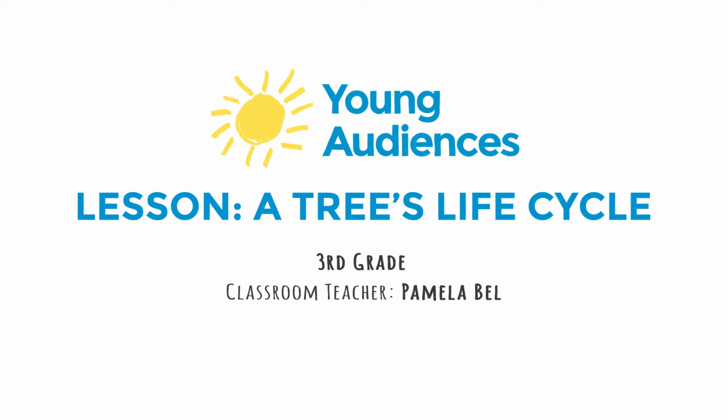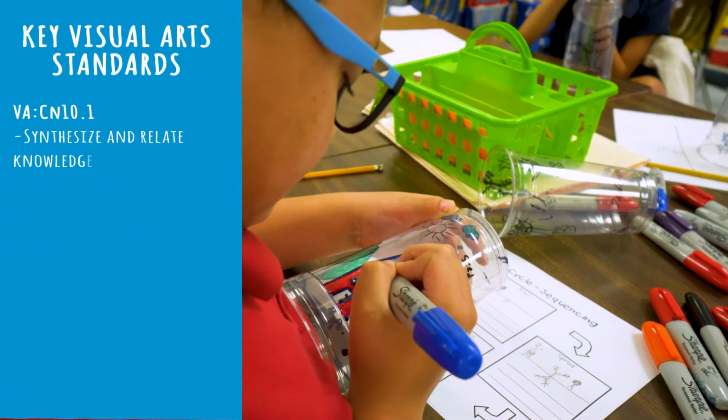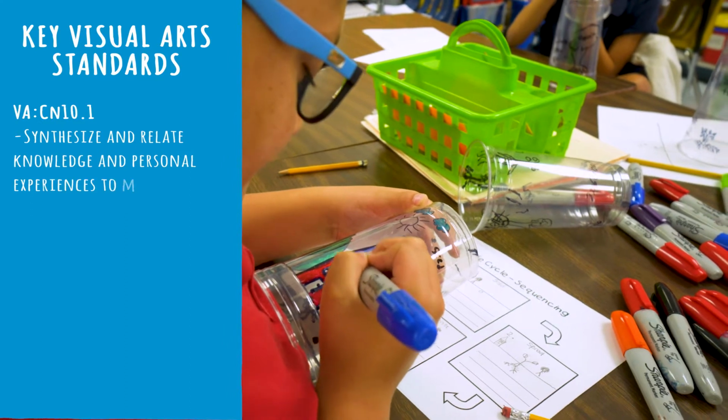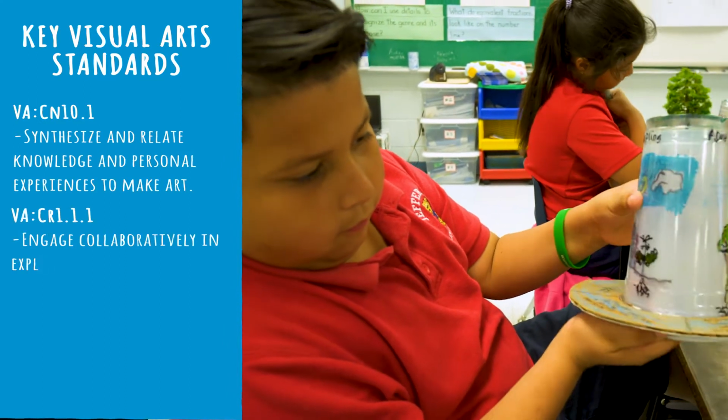tree's life cycle. In this unit, students will create a kinetic work of art depicting the life cycle of a tree and write a companion description detailing the stages of a tree's life. Students will synthesize and relate knowledge and personal experiences to make art. Students will engage collaboratively in exploration and imaginative play with materials.